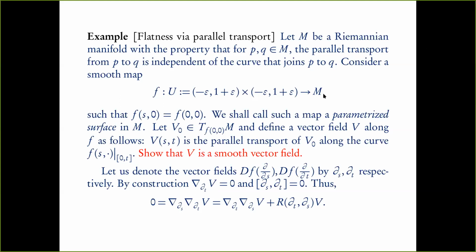Is this okay with everyone? Okay, so that's essentially how we have constructed V. It is by parallel transport. What about del S, del T being 0?